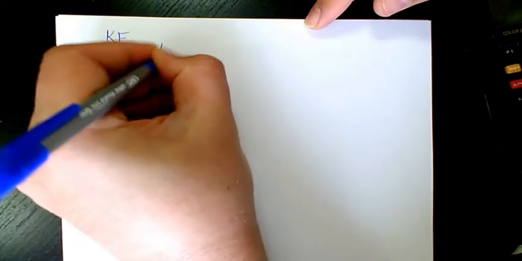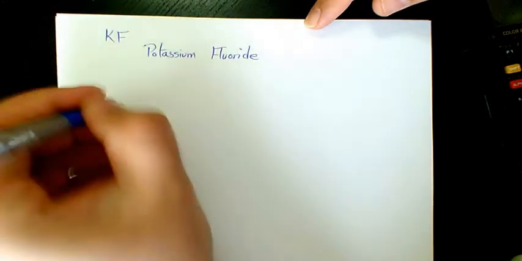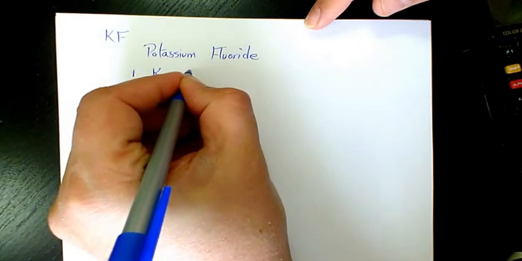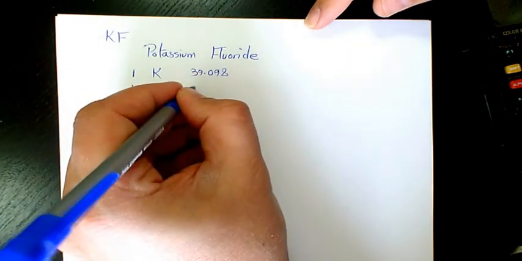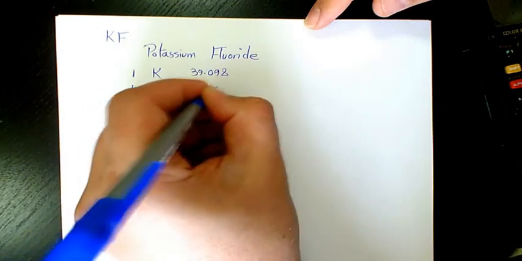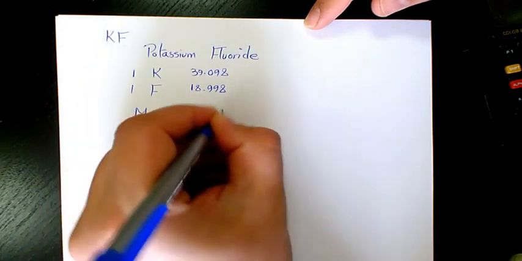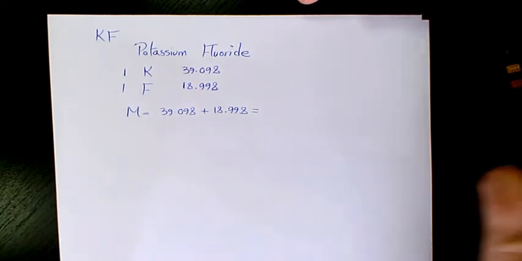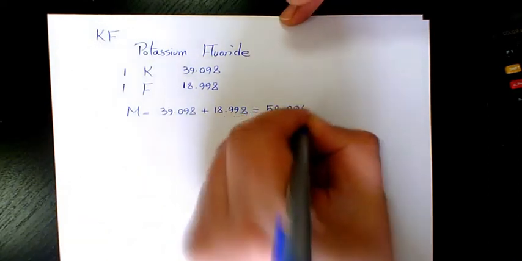Next compound is KF, or potassium fluoride. The molar mass, we have 1 atom of potassium and 1 atom of fluorine. Potassium is 39.098 and fluorine is 18.998. So that's going to be 39.098 plus 18.998. That's going to be 58.096 grams per mole.